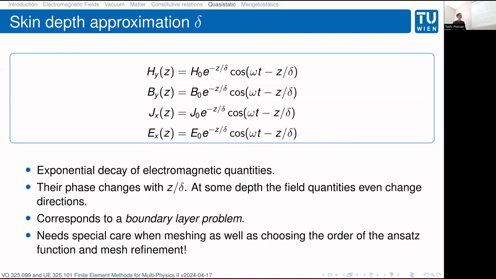What you can also see a little bit is that in this formulation, the phase changes with respect to the z coordinate. So you have different phases, which correspond to waves, evanescent waves propagating into the domain from the boundary.